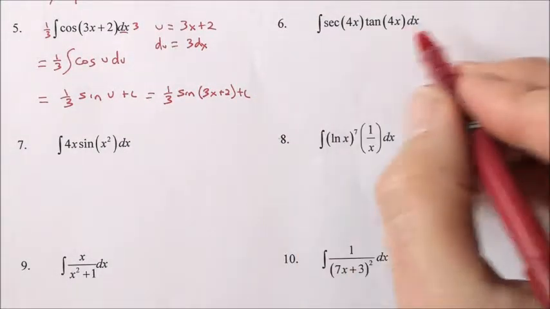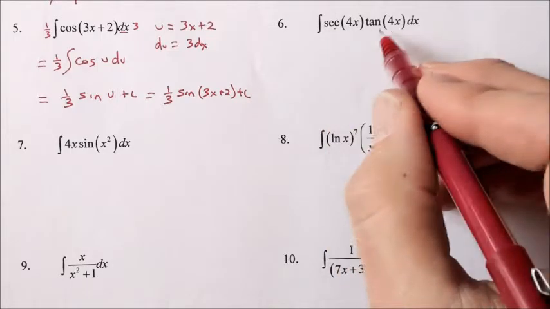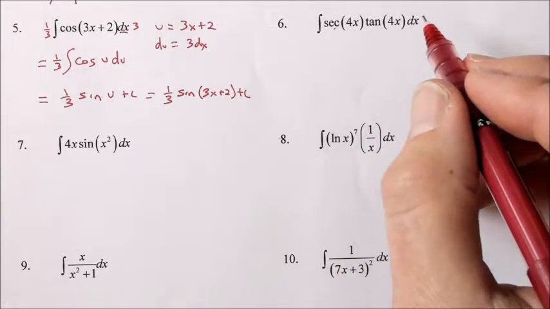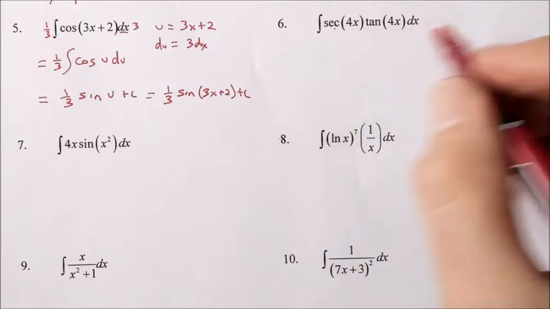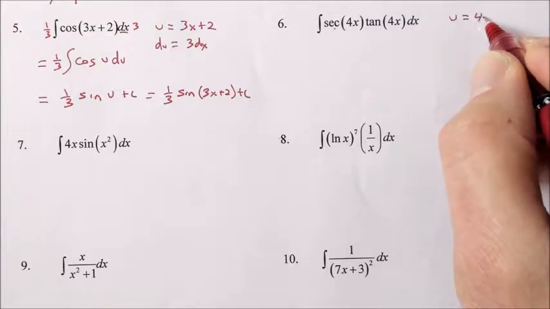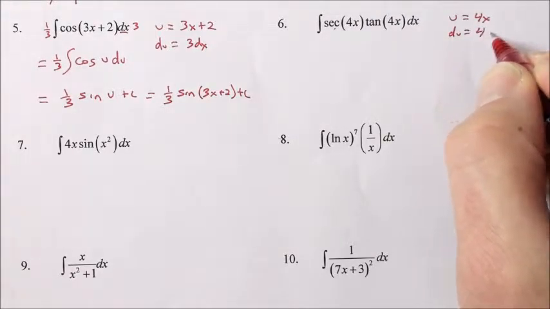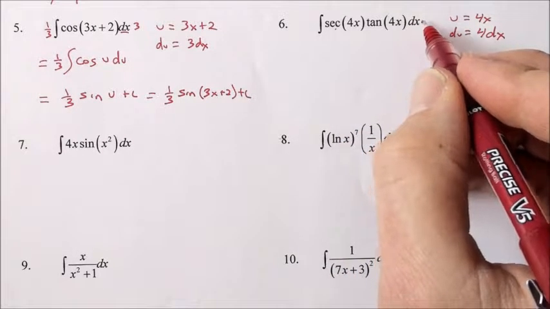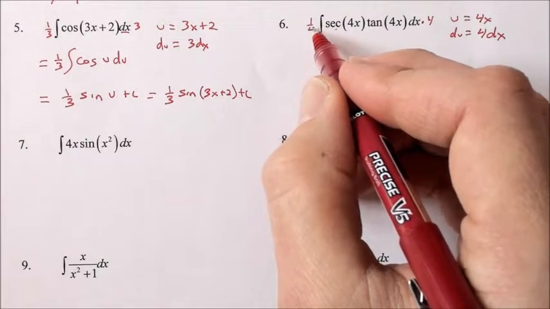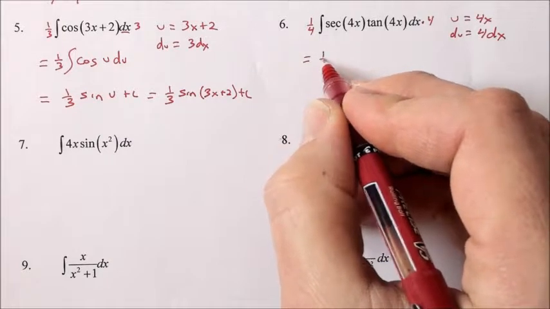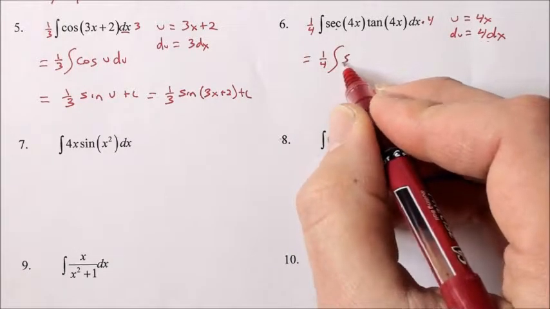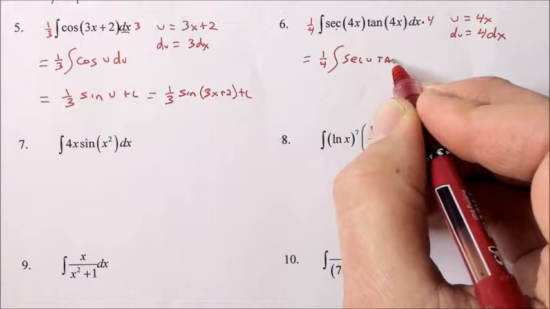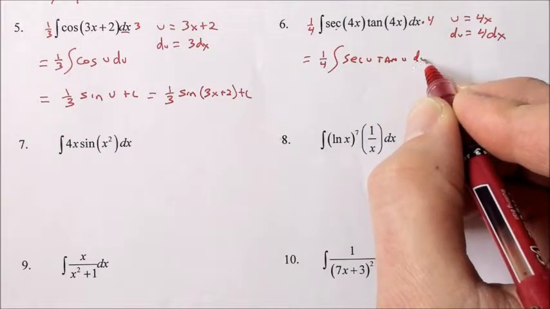With number 6, we see secant tangent. Secant tangent has a nice antiderivative. The problem is the 4x, so we make u equal to 4x, which means that du is 4 dx. We have the dx, we don't have the 4, so we put that on the inside and the 1 quarter on the outside, giving us 1 quarter times the antiderivative of secant u tangent u du.